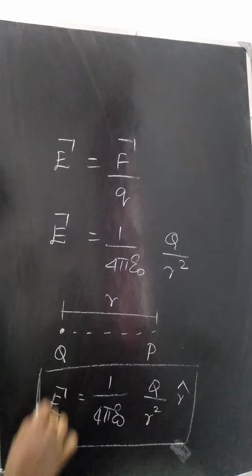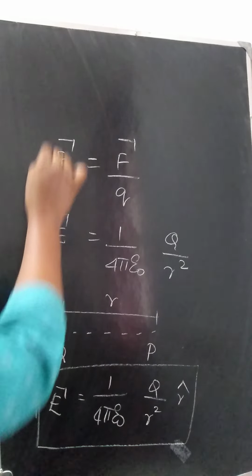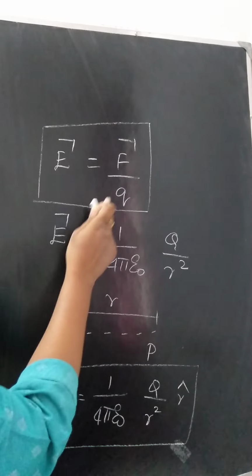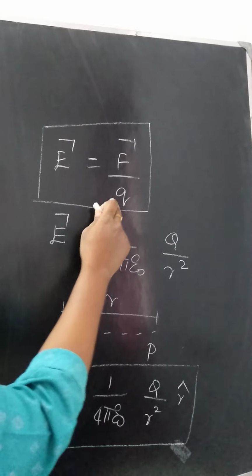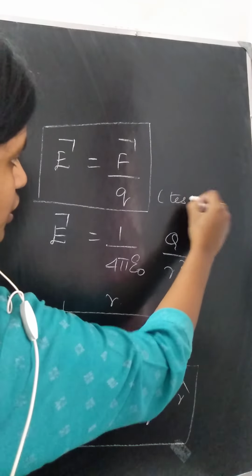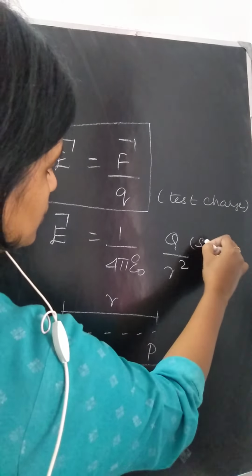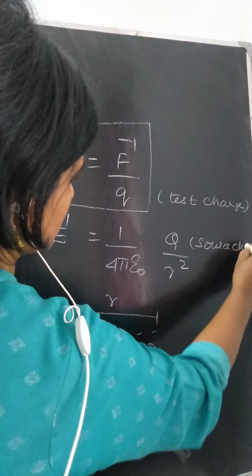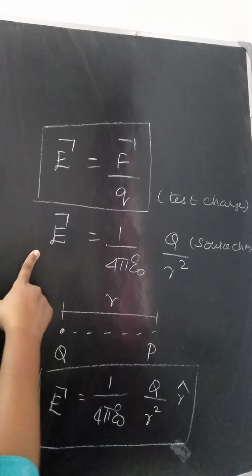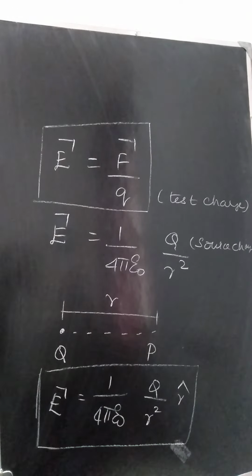So what are the two values for E vector? E is equivalent to F vector divided by Q, and this is the test charge or unit charge. This capital Q is your source charge. And the electric field depends only on the source charge, not on the test charge. Sure?